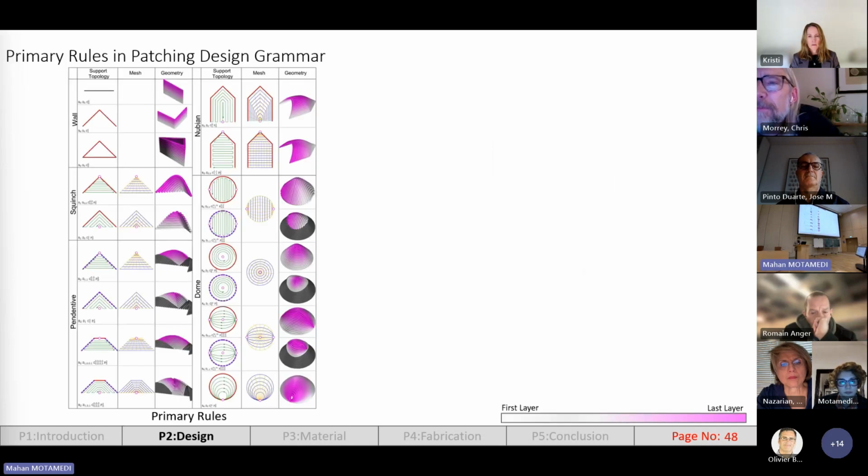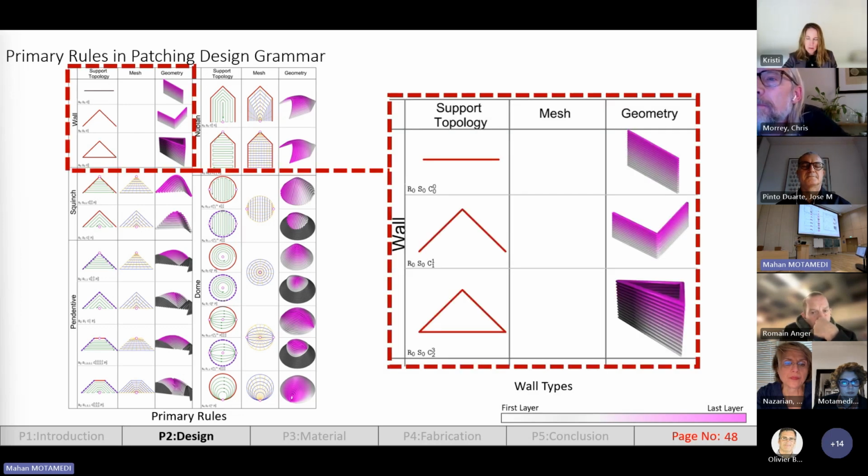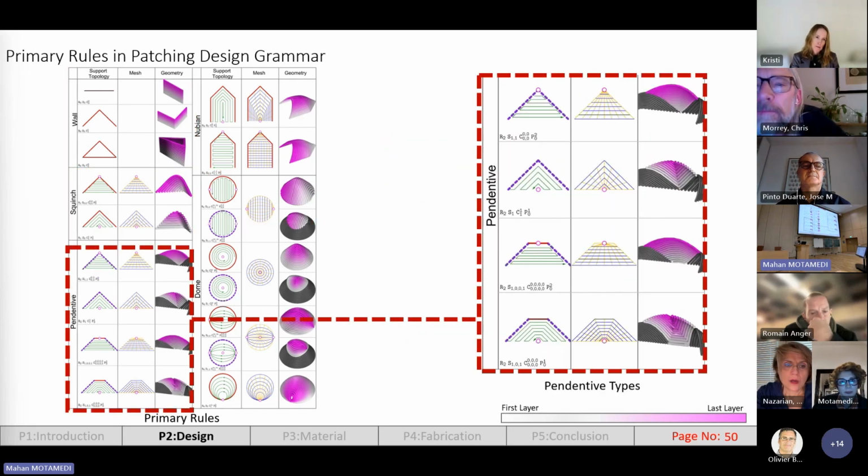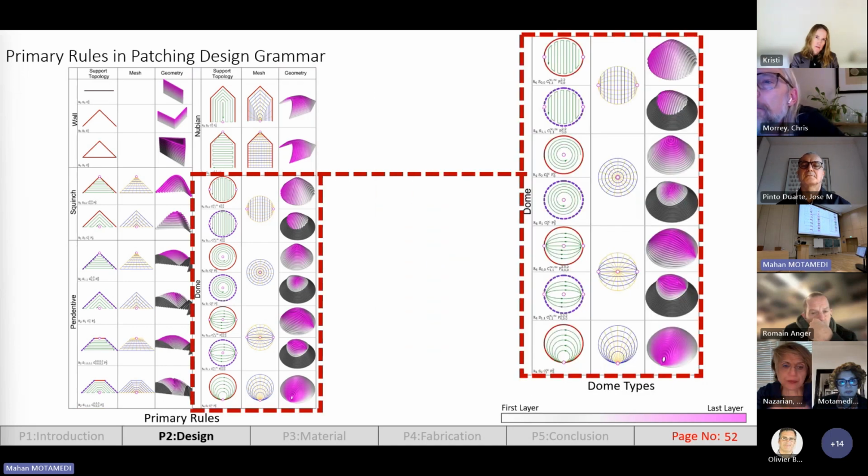further information. Here, I'm going to present the catalog of the rules in the patching design grammar. The first list is a list of the primary rules in the patching design grammar. As you can see, first we have a wall. The wall can be defined in three different topologies. Then we have squinches. Then we have a pendentive, Nubian walls, done.